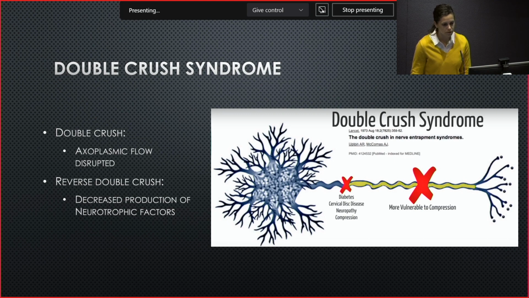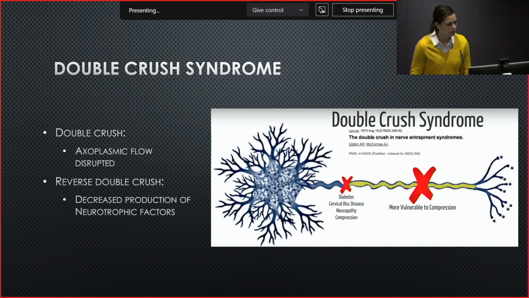Reverse double crush can also occur, and this is where distal nerve compression leads to a decrease in return flow of neurotrophic factors back to the neuron, and then the neuron doesn't send more factors distal to the nerve. And clinical studies have found associations between cervical radiculopathy, thoracic outlet syndrome, carpal and cubital tunnel syndrome, and animal studies also support double crush syndrome and reverse double crush syndrome.